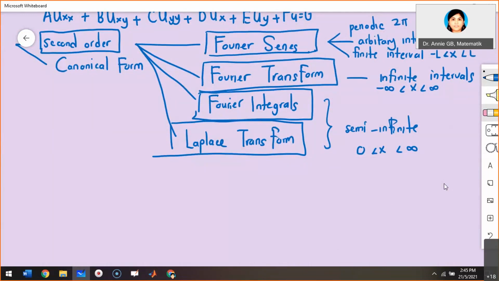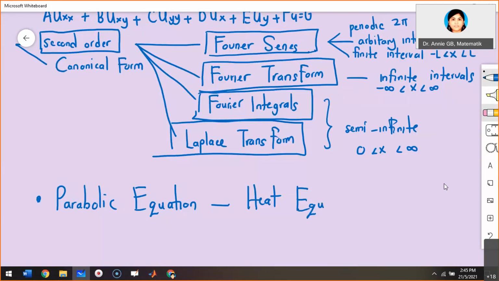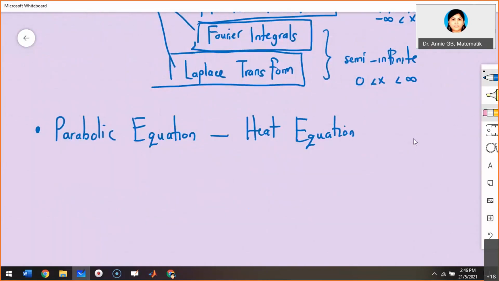Okay, good. So now last week kita dah tengok how to solve parabolic equation. Now the example of parabolic equation is the heat equation. Maybe saya boleh terangkan sikit what is the heat equation. So the heat equation is second order.